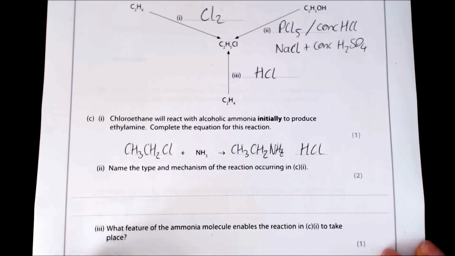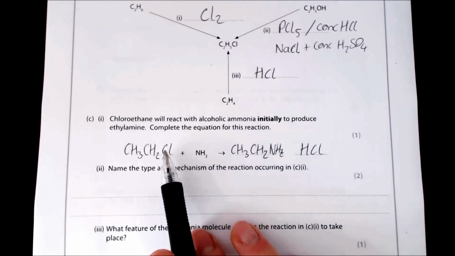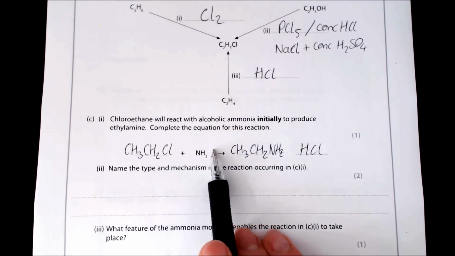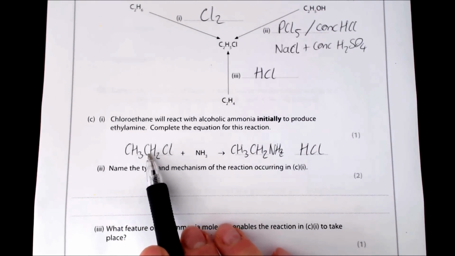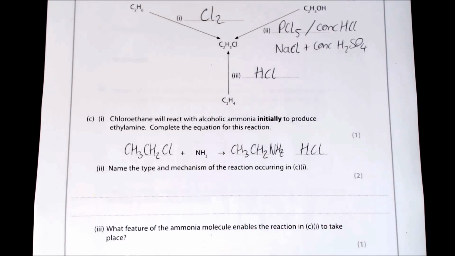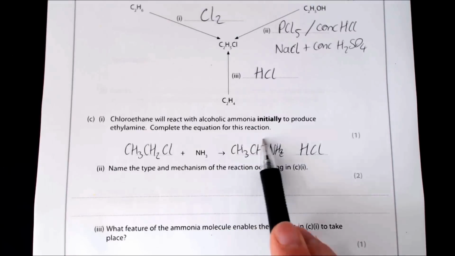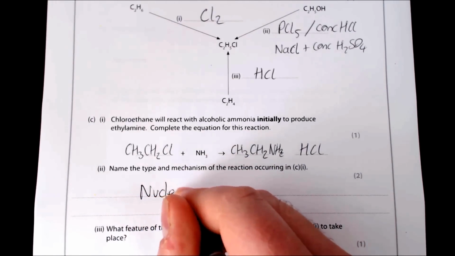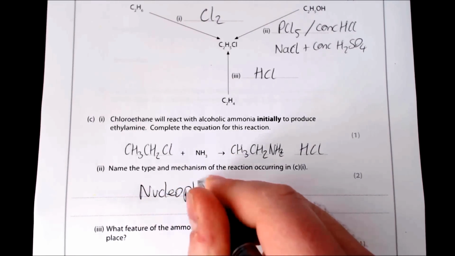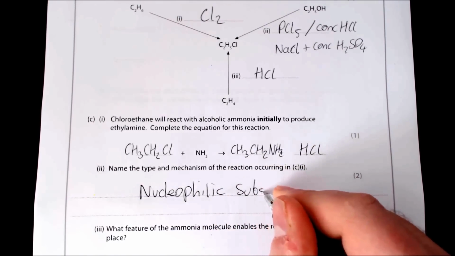Okay, and the next part, it says name the type of mechanism for the reaction occurring in C part 1. Well, what we have is the ammonia is acting as a nucleophile because it's going for the delta positive carbon if we have to draw a mechanism. And it is effectively substituting the chlorine for an NH2. So this is nucleophilic substitution.